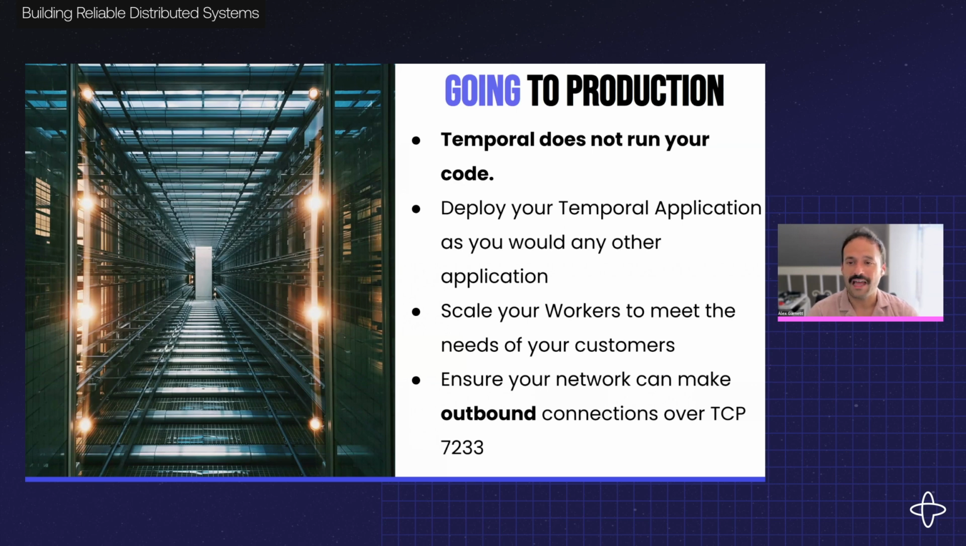You can deploy your Temporal apps as you would any other applications following your own requirements, and you can scale your workers to meet your needs. All you have to do is make sure that your network can make requests on port 7233. That is the port we use for gRPC. All Temporal SDK communications with the orchestrator are just protobufs over gRPC. It's all really straightforward. And so all you need is one port to be able to orchestrate all of this.